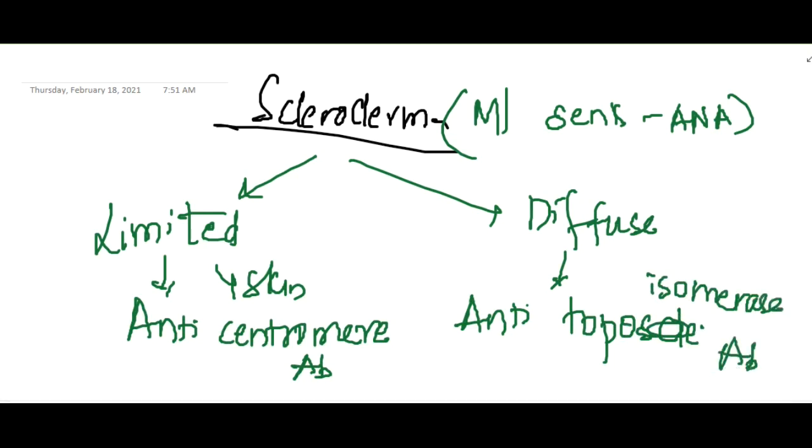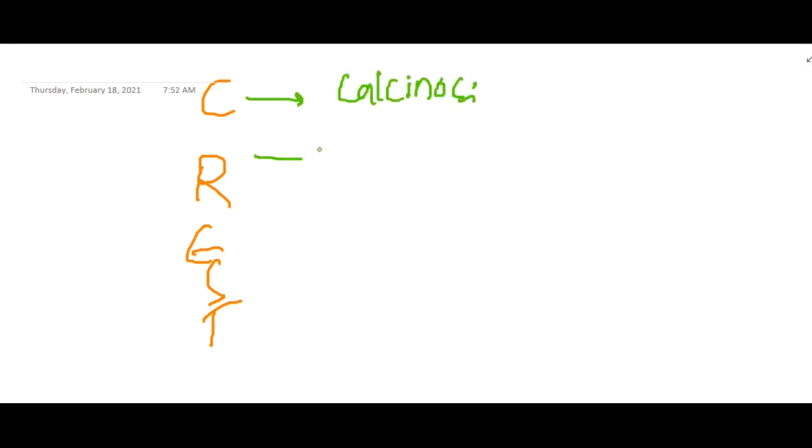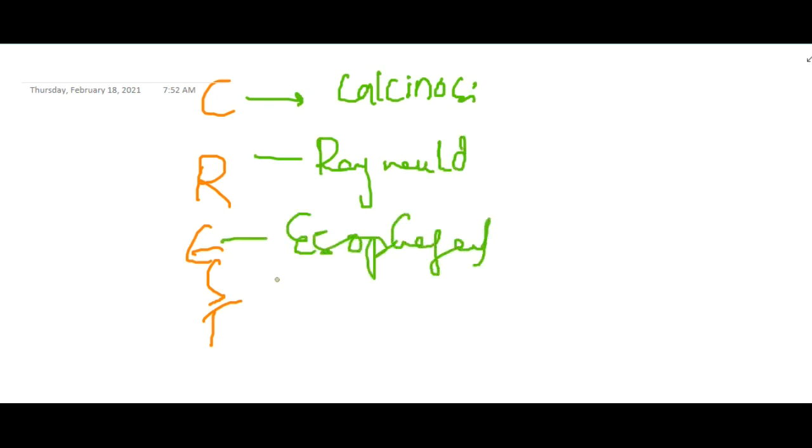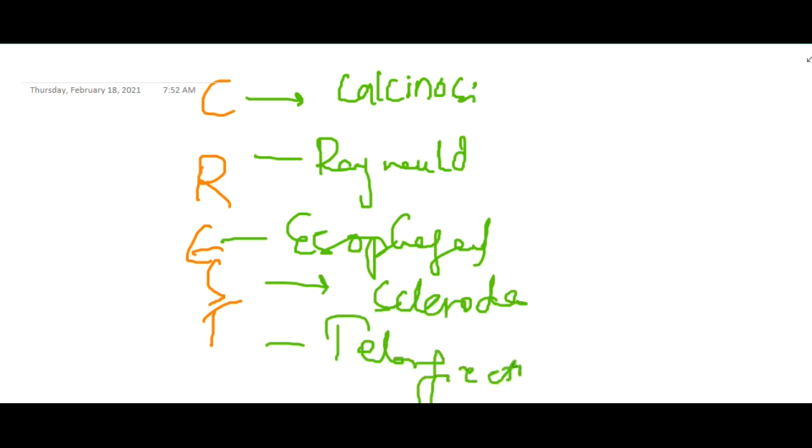Limited scleroderma is associated with a syndrome called CREST syndrome. So what is this CREST syndrome? In CREST syndrome, we have C for calcinosis, R for Raynaud's phenomenon, then E for esophageal dysmotility, then S for sclerodactyly and T for telangiectasia. So these are important autoimmune disorders.